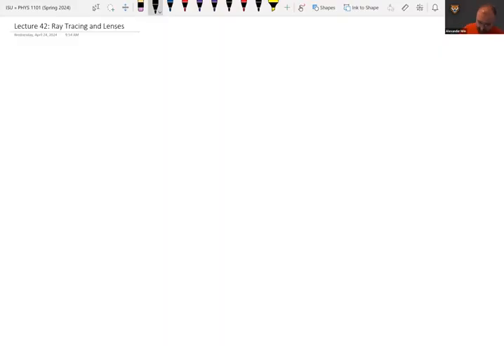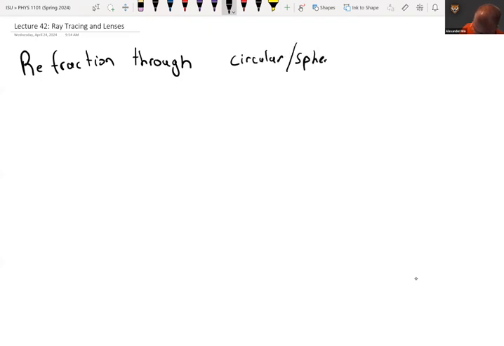Okay, so basically the first essential phenomenon we're going to be looking at is refraction through a circular, spherical, or in general, just a curved object. Like all curved objects do this, to a certain extent.